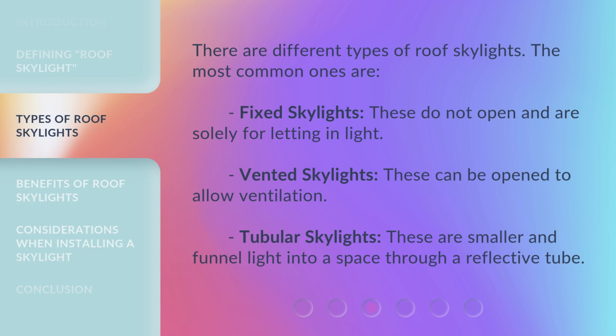There are different types of roof skylights. The most common ones are fixed skylights. These do not open and are solely for letting in light. Vented skylights. These can be opened to allow ventilation. Tubular skylights. These are smaller and funnel light into a space through a reflective tube.